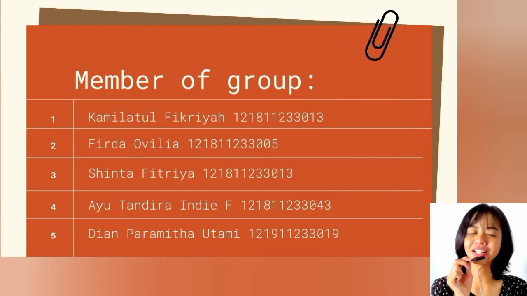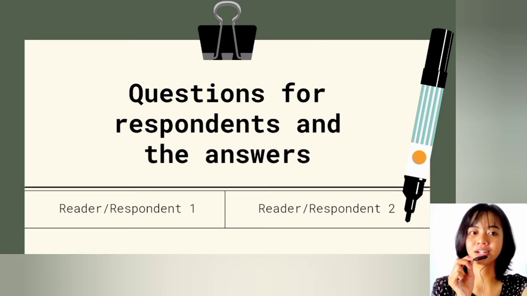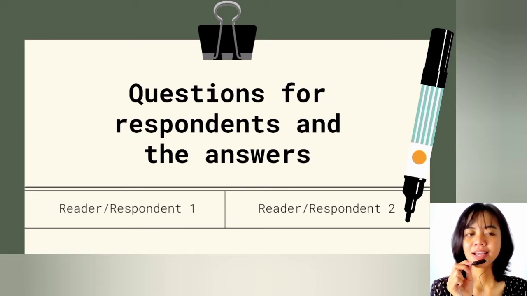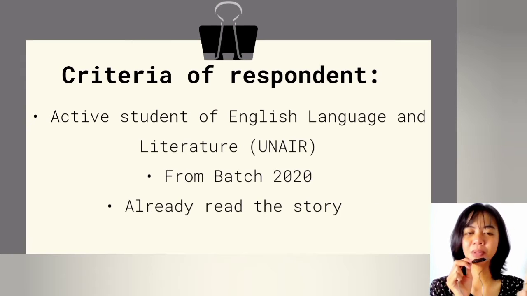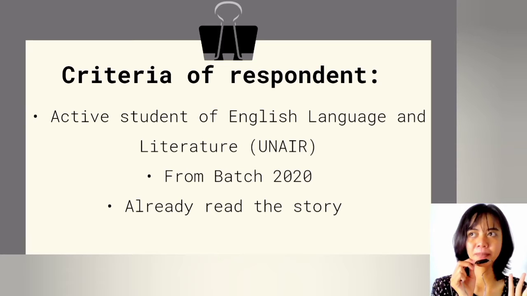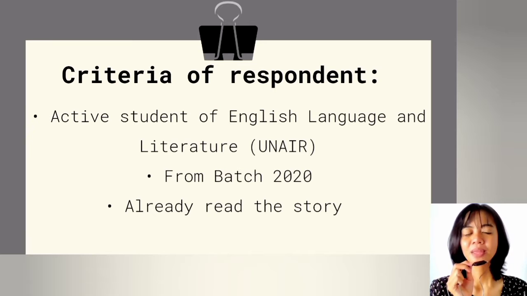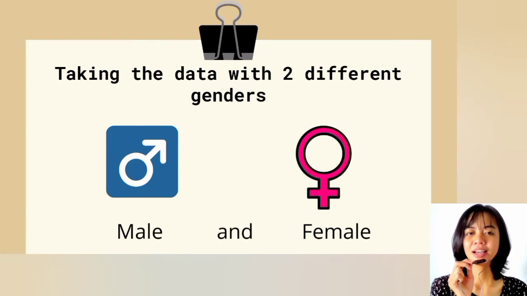And today, along with my friends, we would like to present our analysis of reader response towards Lamb to the Slaughter. Previously, we already gathered the data from two different respondents who suit the criteria. The criteria are, first, they must be active English language and literature students at UNER, and they are both from batch 2020. And the third one, they have read the story. And to broaden our perspective, we took the data from two different genders.